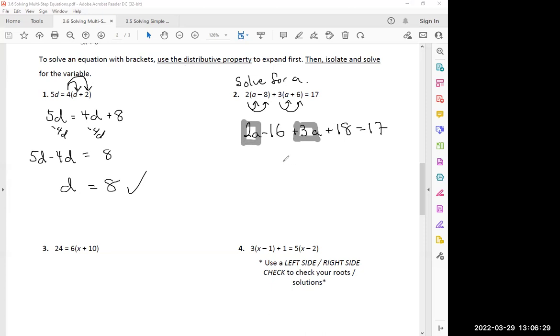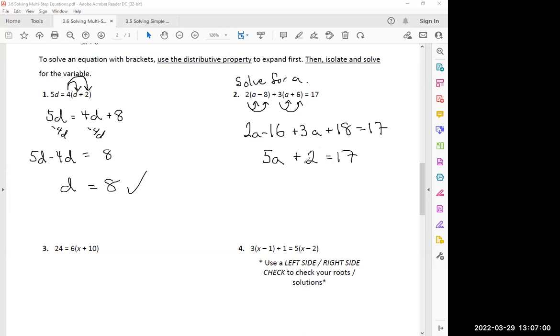Okay. Question? Okay. Anyone else? Last question here, so bear with me. 2a, 3a, I might as well put them together. This is 5a. Negative 16 plus 18, I might as well put it together. And all of a sudden, it should be a little easier.